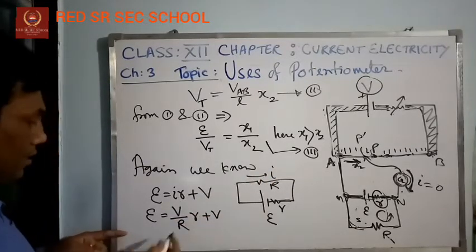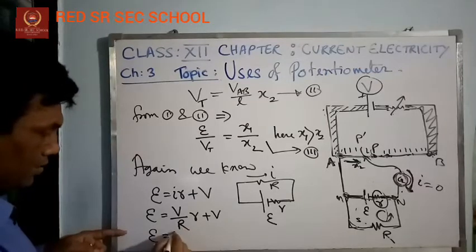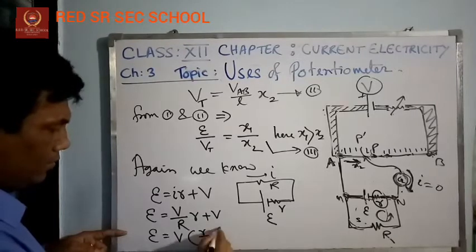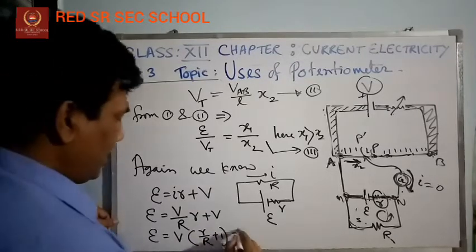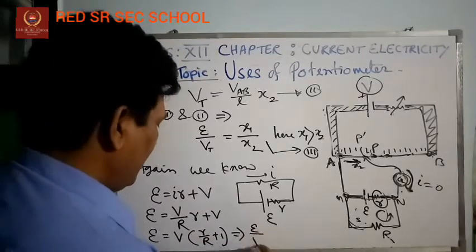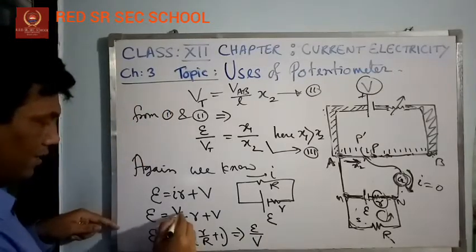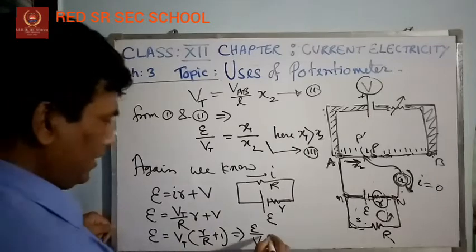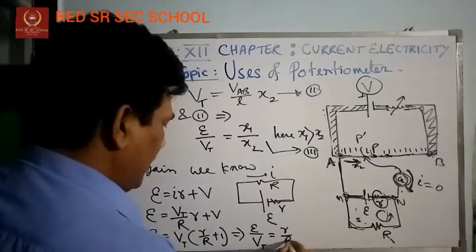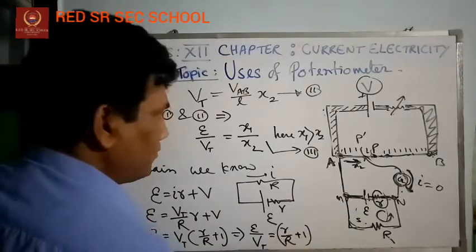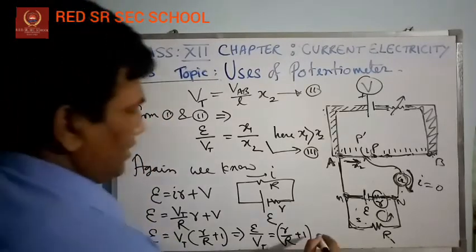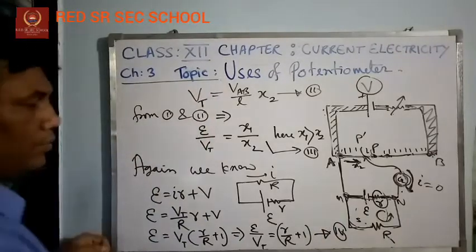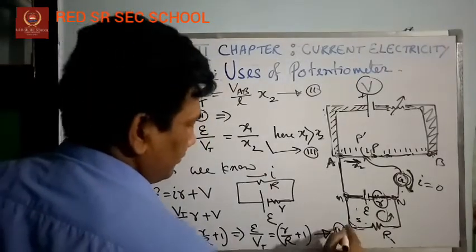Are you getting it? Taking V common, it becomes V into (r by R plus 1). From this expression you can write E upon V, where V is terminal voltage. From this equation, E upon Vt equals (R plus r) upon R. This is equation number 4. Now comparing 3 and 4, we are going to get the relation.